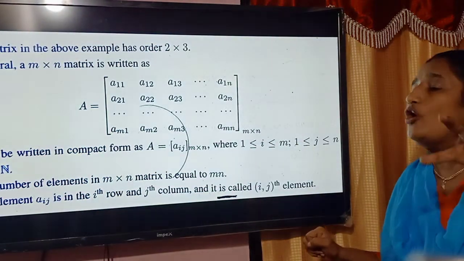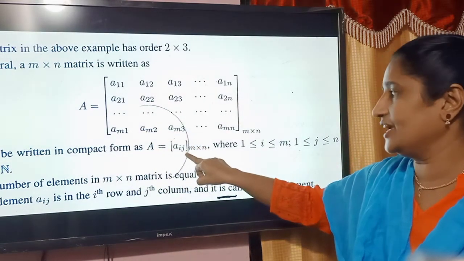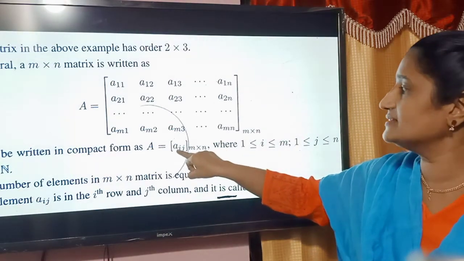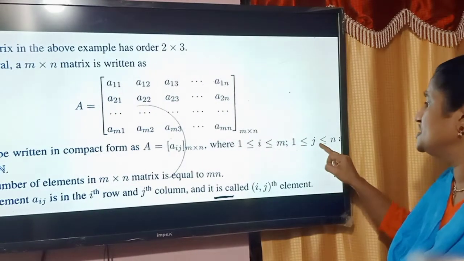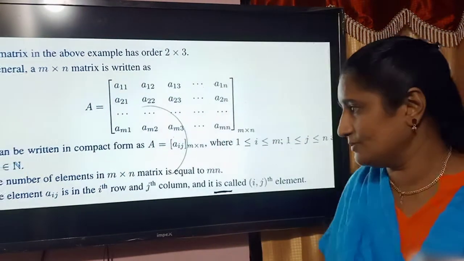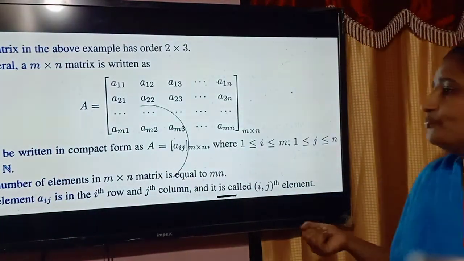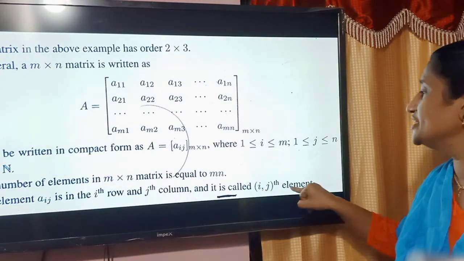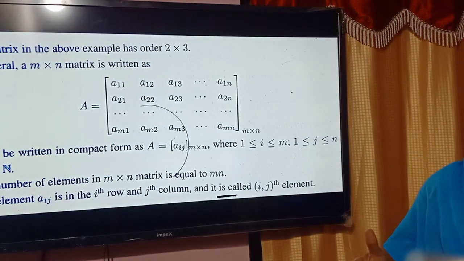And it can be written in a compact form. The compact form of this matrix is capital A equals [Aij] m by n, also denoted inside the matrix sign, where i lies between 1 and m and j lies between 1 and n. Here i and j belong to N, the natural numbers. The number of elements in an m by n matrix is mn. The element Aij is in the ith row and jth column, and it is called the ijth element. So this is the general definition of a matrix.